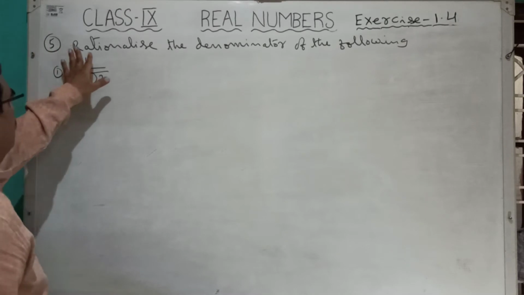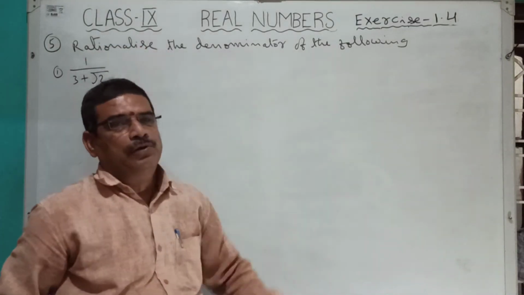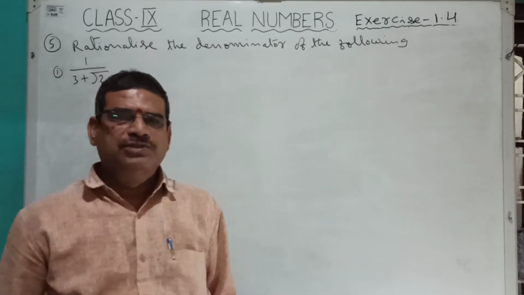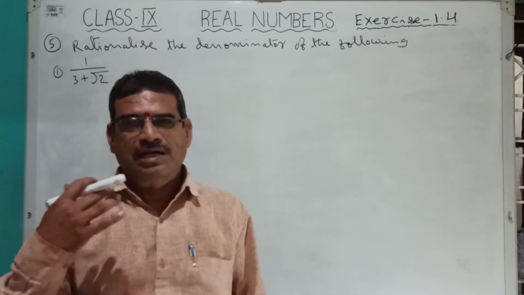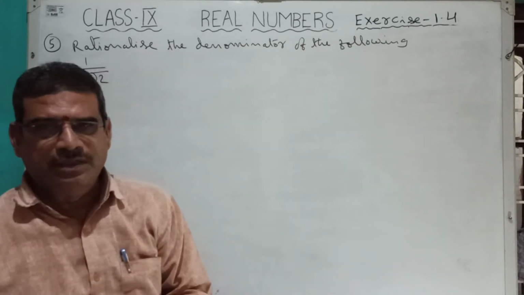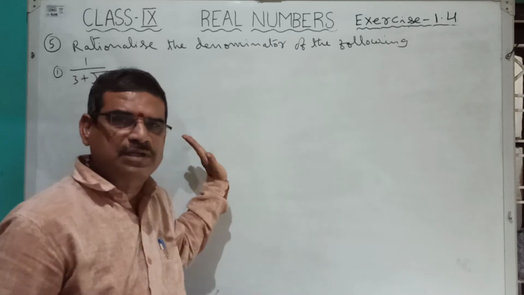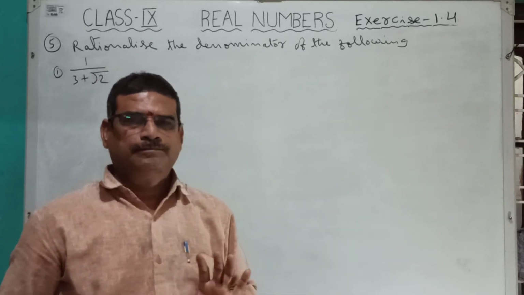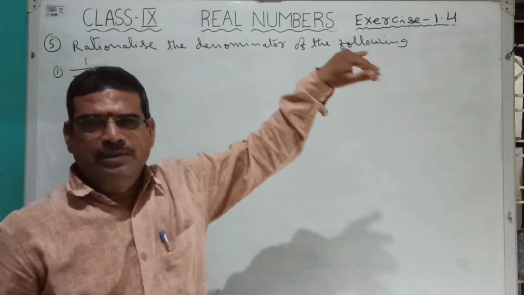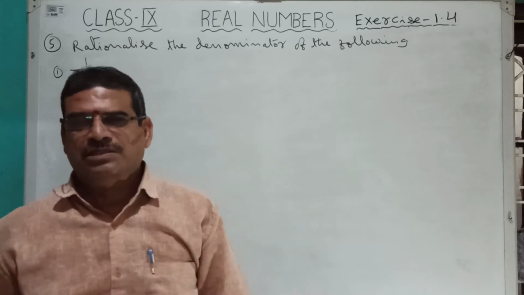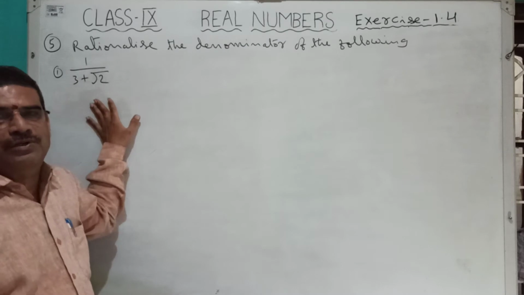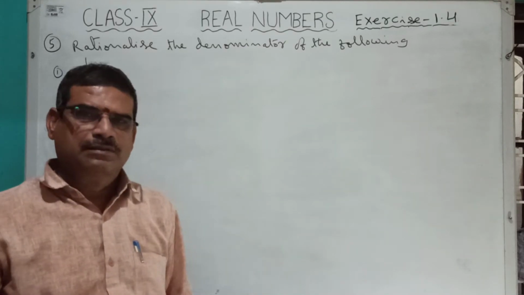So fifth one, rationalize the denominator of the following. We have to rationalize the denominator. What is the meaning of rationalization? The meaning of rationalize is to convert the irrational number to rational number. That procedure is called rationalize. Where do we have to do the rationalization? In the denominator.